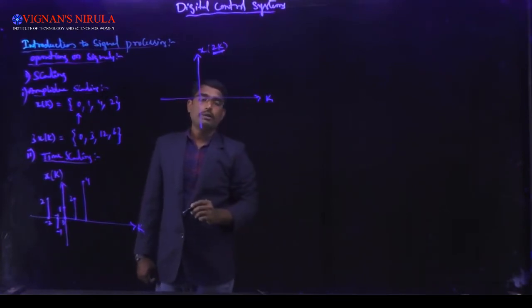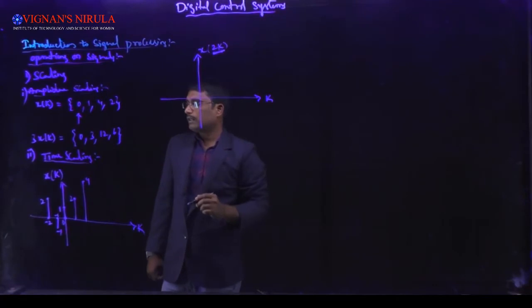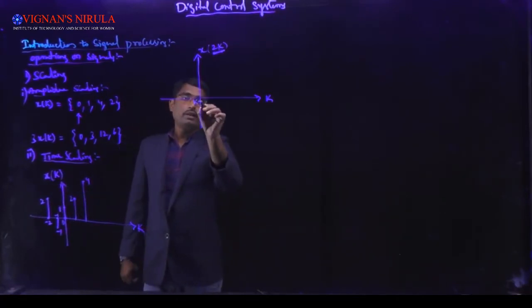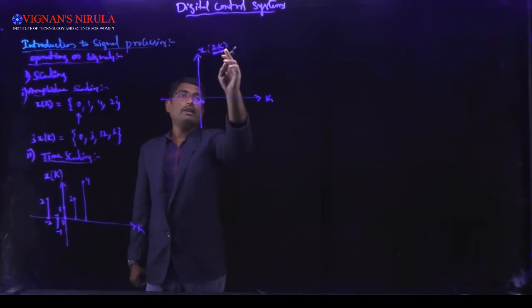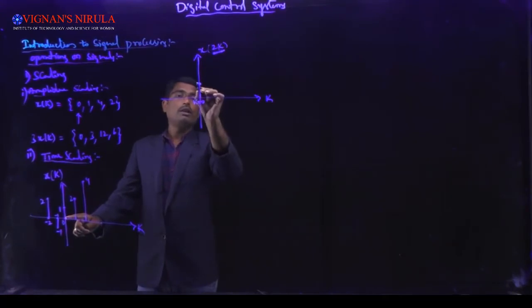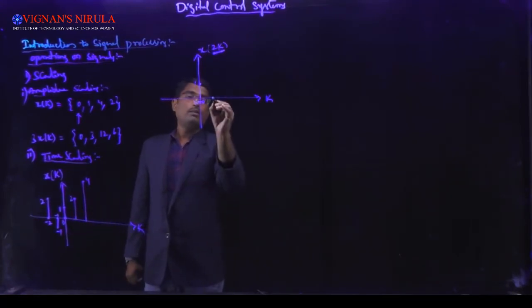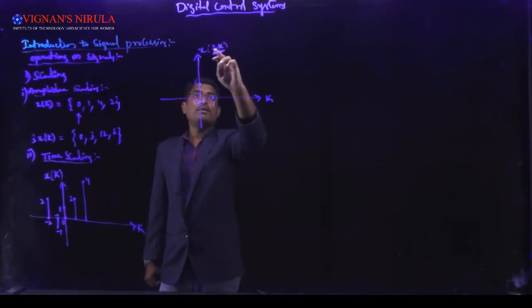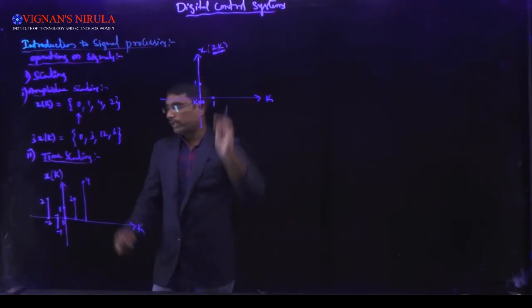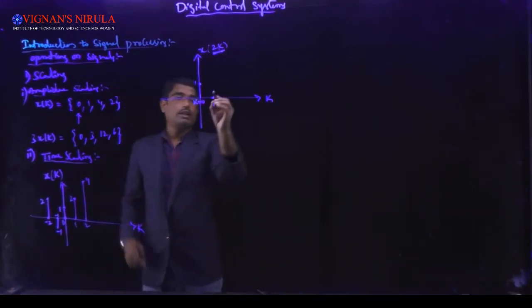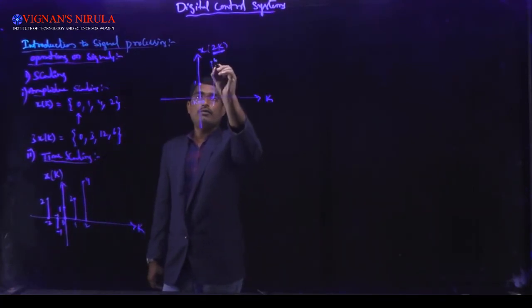So x of 2k. Now how to draw this x of 2k signal from this x of k? See here. For k equals 0, it will be x of 2 into 0, x of 0. Here x of 0 will be 1, so this will be 1. Now for k equals 1, x of 2 into 1, x of 2. What is x of 2? X of 2 is 4. So for k equals 1 it is 4.